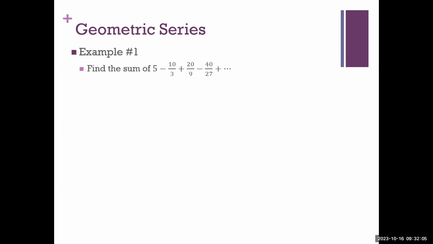Let's look at one of these series. When I find the sum, well, do I even know that the sum exists? How can you convince me the sum exists? Okay. So you're saying this is a geometric series that has a common ratio of -2/3.